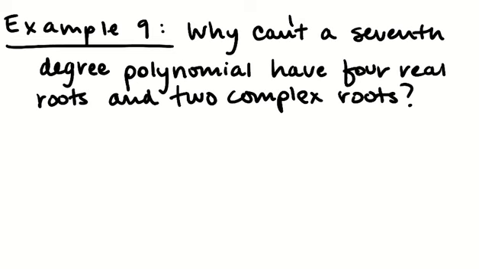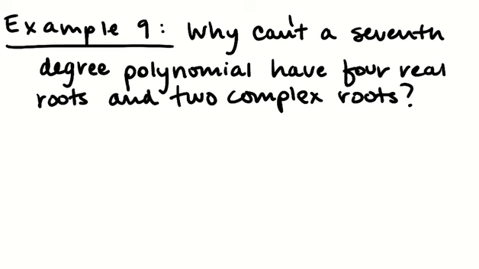Okay, another one, another kind of what-if or why-can't question. Why can't a 7th degree polynomial have 4 real roots and 2 complex roots? Think about that for a second. Do you see why? So obviously it's got 2 complex roots, so it's not that there has to be an even number. There's something else going on here.